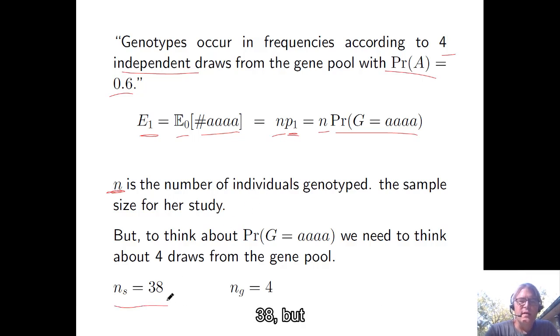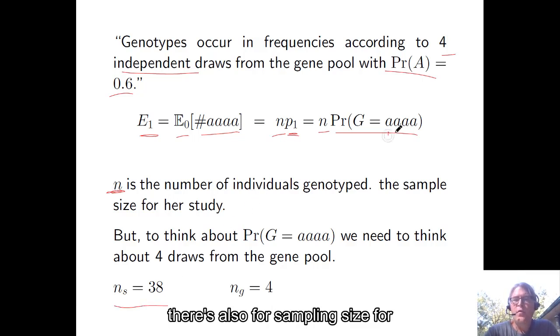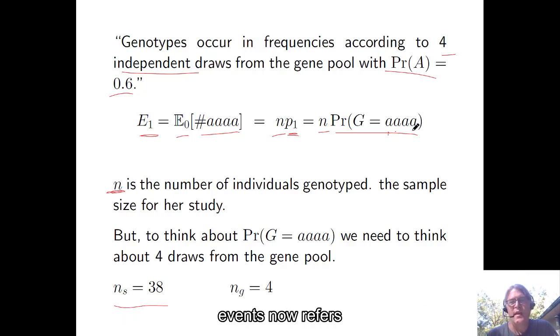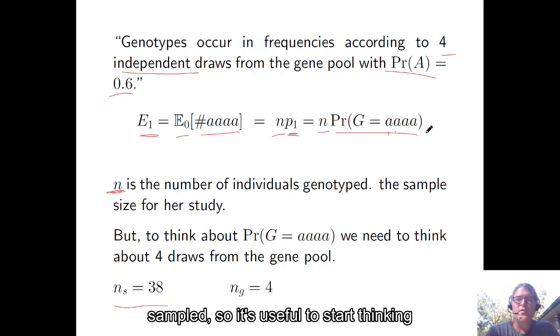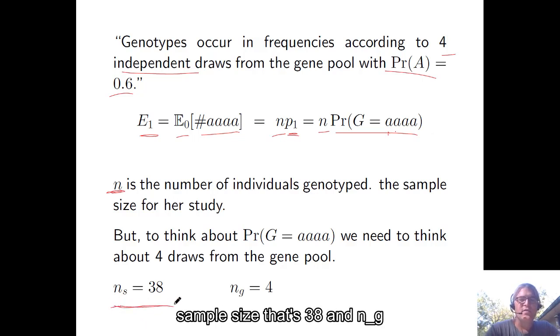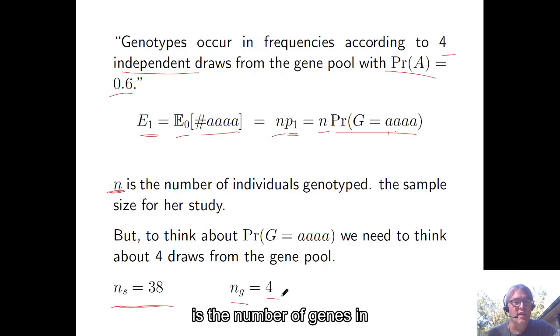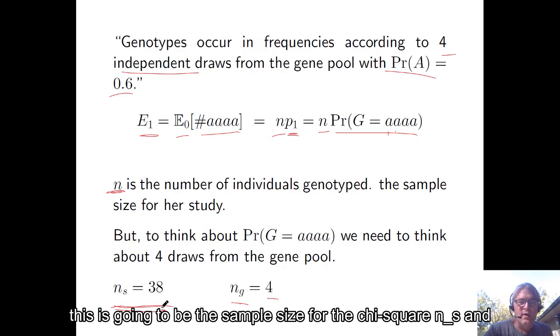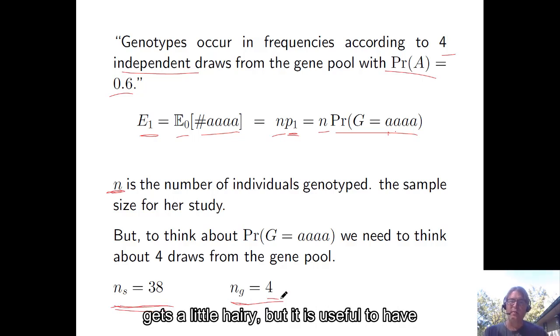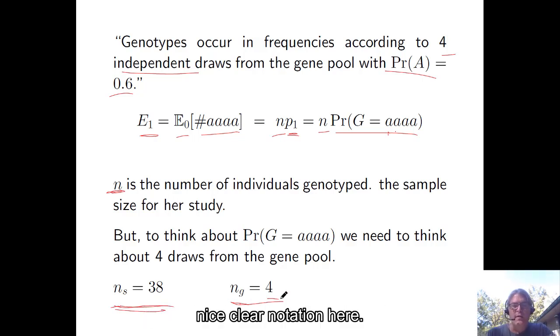But n is the sample size for a study. That was 38. But there's also 4 samplings from the gene pool here, so we've got sort of another sample size going on, and each of the events now refers to a sample size of 4. So that's the draws from the gene pool. It's not the number of individuals she has sampled. So it's useful to start thinking about subscripting the sample size. So n sub s is her sample size, that's 38. N sub g is the number of genes in an individual, that's 4. And n sub s is going to be the sample size for the chi-square, and n sub g is going to be the sample size for the binomial expectation. So I realize this gets a little hairy, but it is useful to have nice clear notation here.